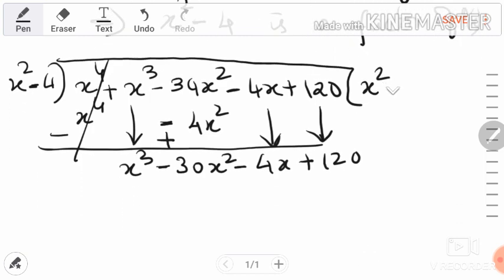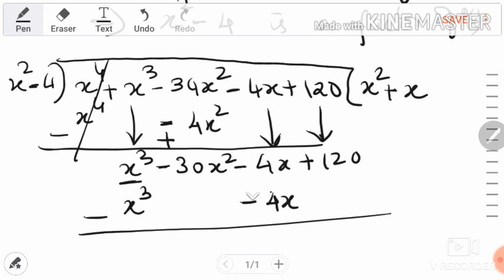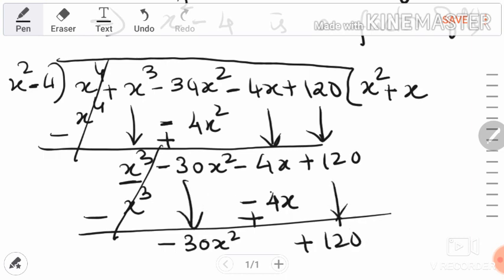Now to find the second term of the quotient, we divide x cube, the highest power term, by the highest power term of the divisor. So we get plus x as the second term. Multiply plus x with every term of the divisor. We get x cube minus 4x. Subtract, so we change the sign. So minus 30x square plus 4x minus 4x is 0, plus 120. These two terms are carried down.